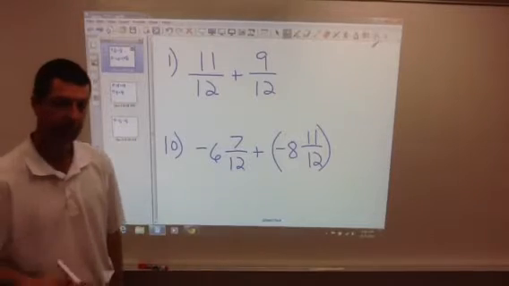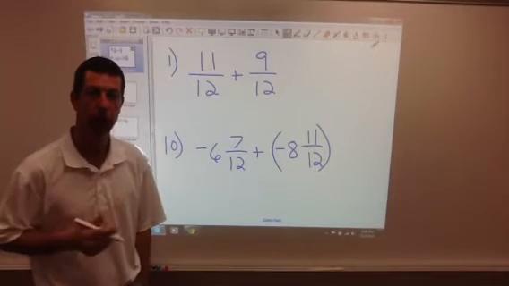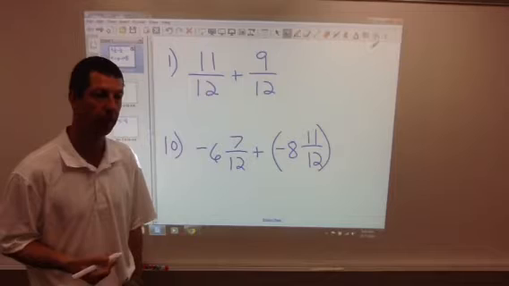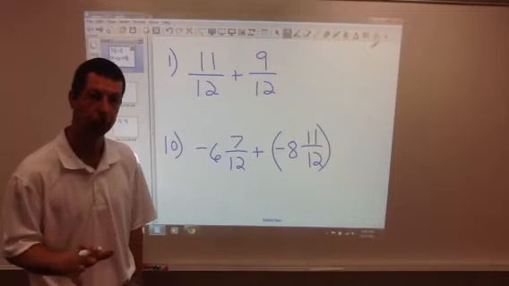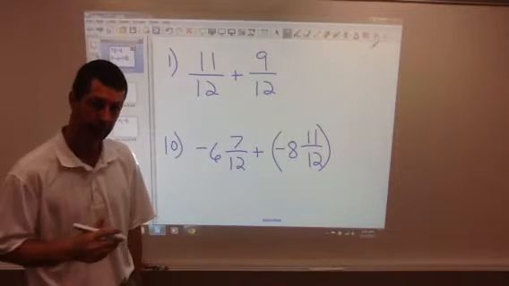Okay, let's take a look at this. This is from a worksheet that students are going to do on Monday. Pretty difficult problems. The first ones aren't too bad, but this should help.